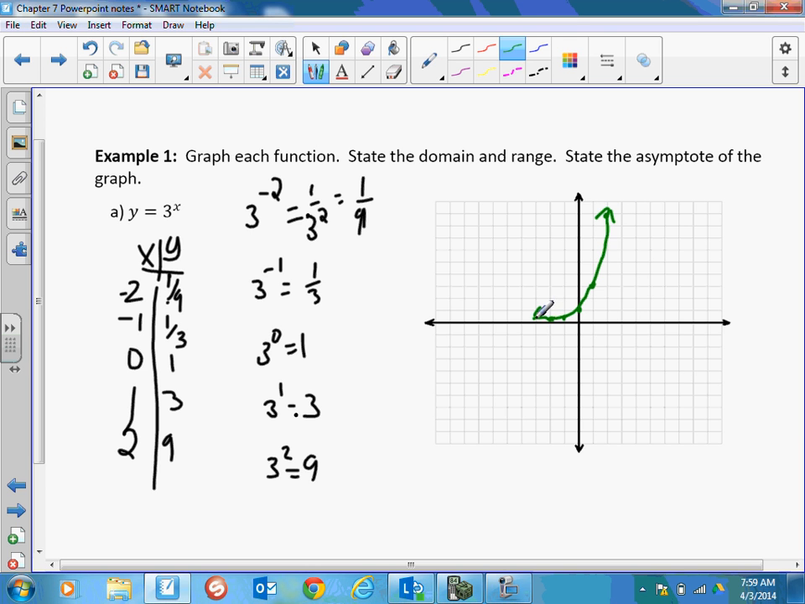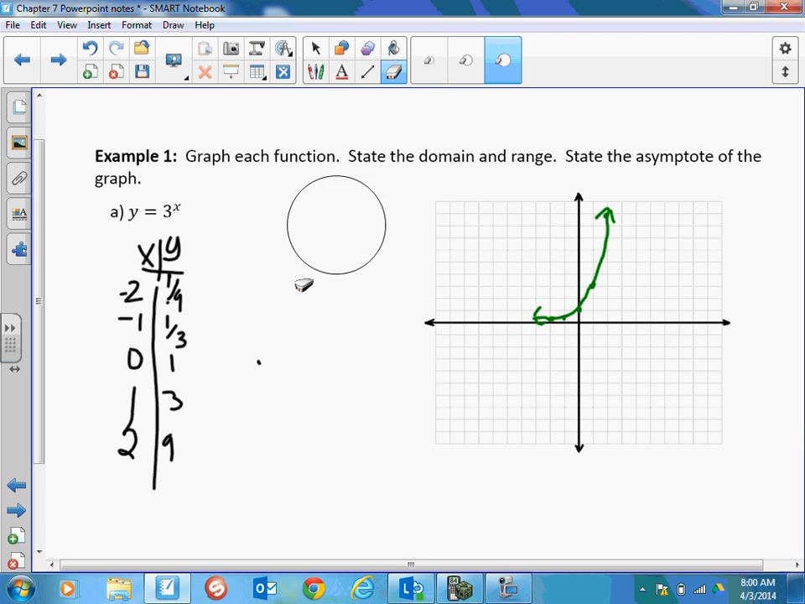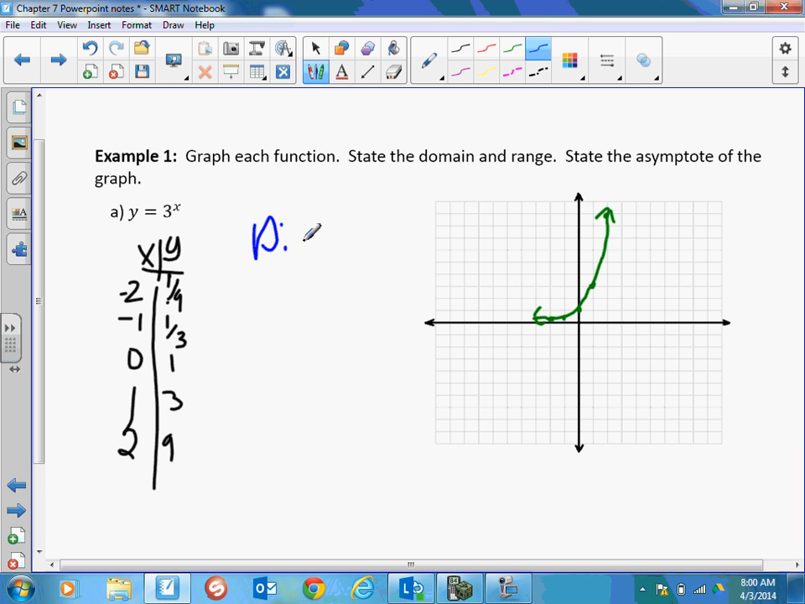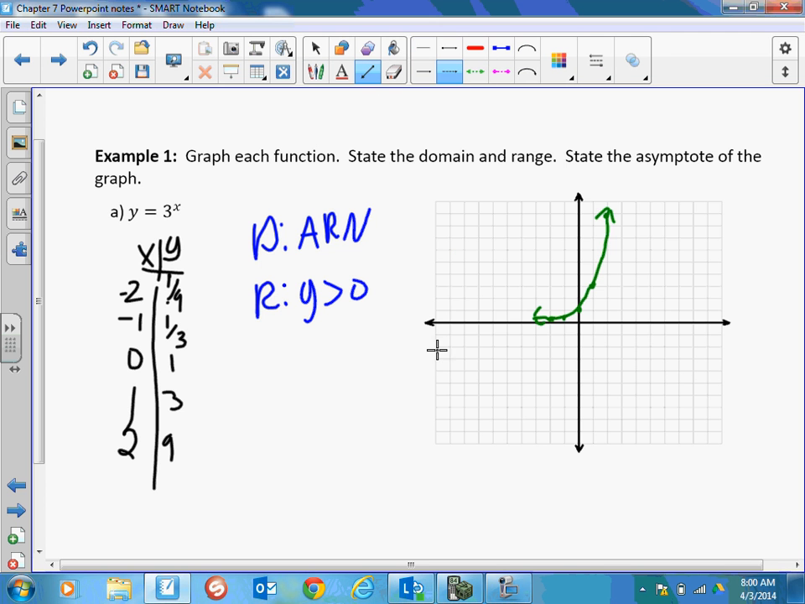Okay, so that's the graph. And then state the domain and range. Just like the note said, domain will always be all real numbers for exponential functions. And the range in this case is y is greater than 0. And when it says state the asymptote, you can see the asymptote is right here, because the line gets infinitely close to 0, but it never quite crosses it. It goes down but never quite crosses it. So the asymptote will be x equals 0, and that's all you need to put.